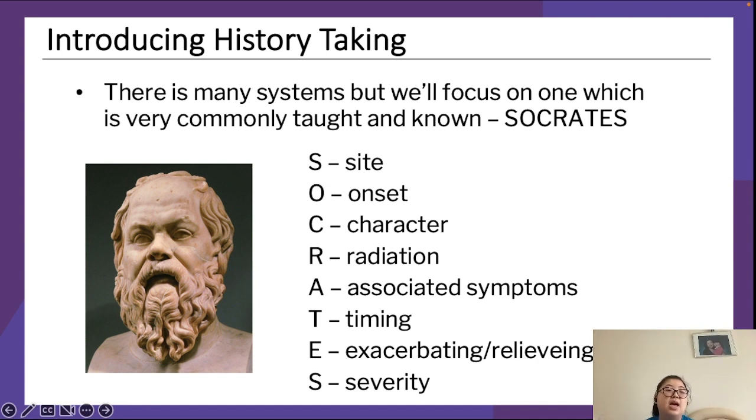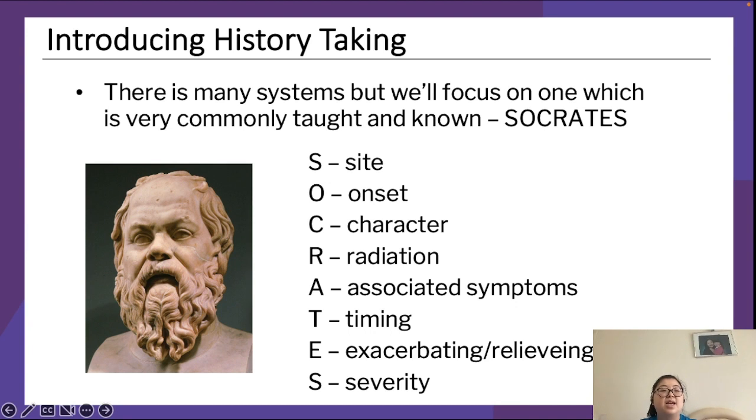T for timing, and that's to do with whether it has changed over time. Has it increased? Has it decreased over time? Exacerbating and relieving. That's kind of aggravating and alleviating, right? What makes it better? What makes it worse? Severity: what you need to say to them is, just rate it on a scale of 0 to 10. What we were taught is that you must tell them what 0 and 10 is, because they might ask, okay, what's 0 to 10?